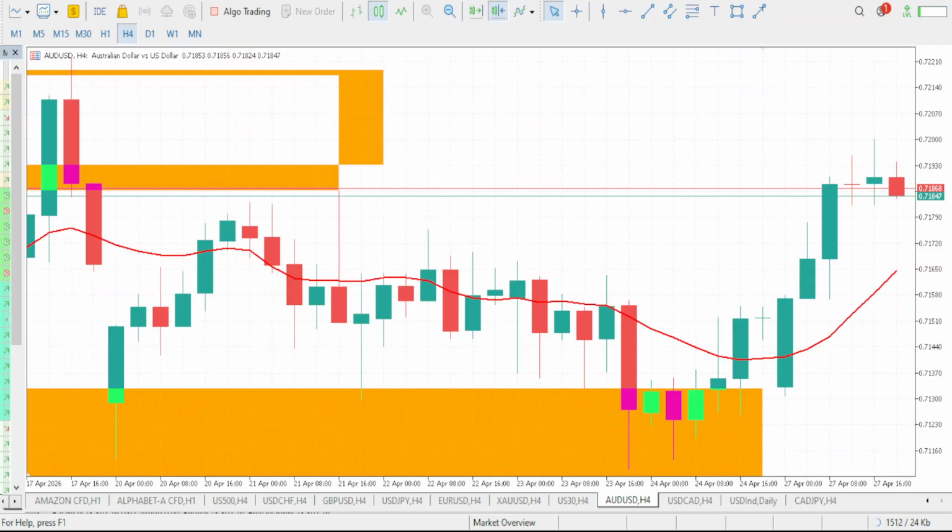So guys, this is going to be our prediction for the day on our AUDUSD. So let's start with the trend. First, we all know we need to know the trend. Second, we need to trade with the trend.